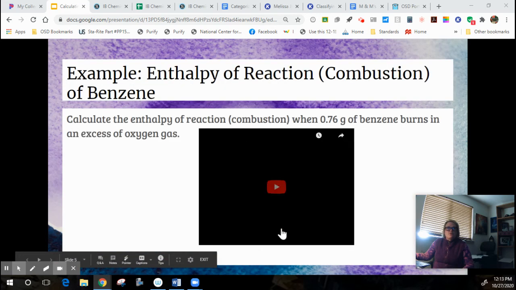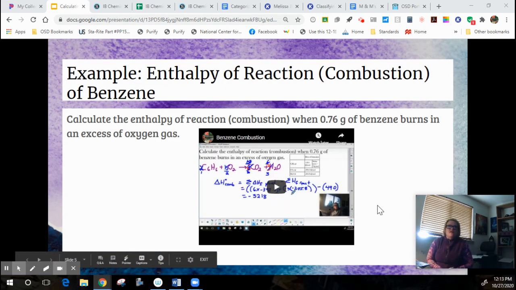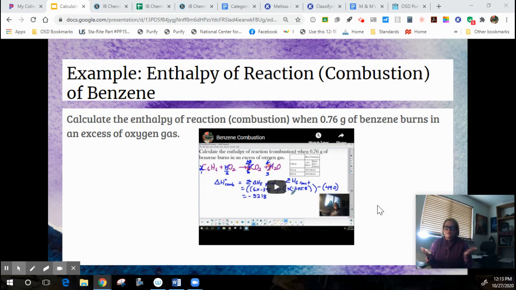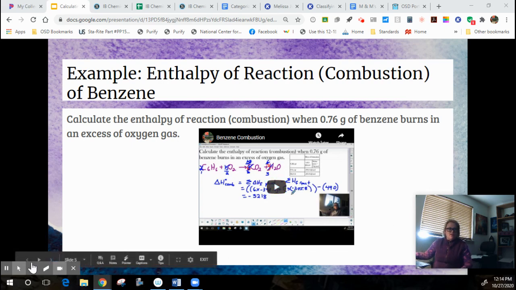So, what we're going to do next? Time for an example problem. What I'm going to show you in the next video is how to calculate the enthalpy of reaction, which is going to be a combustion reaction. They basically run the exact same way, when 0.76 grams of benzene burns in an excess of oxygen gas. I would pause this video here and roll down to the next video that you will find on the assignments page. Thank you very much.